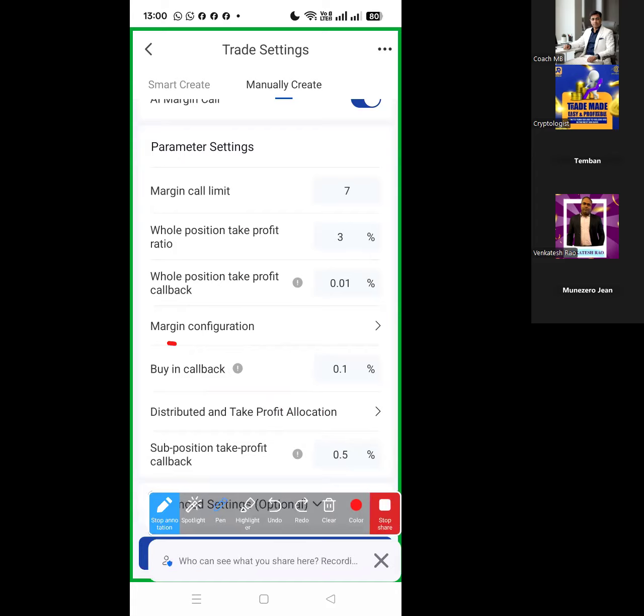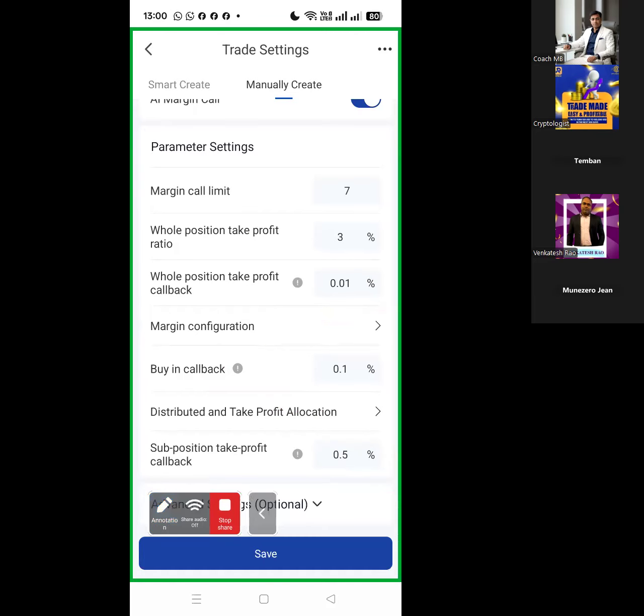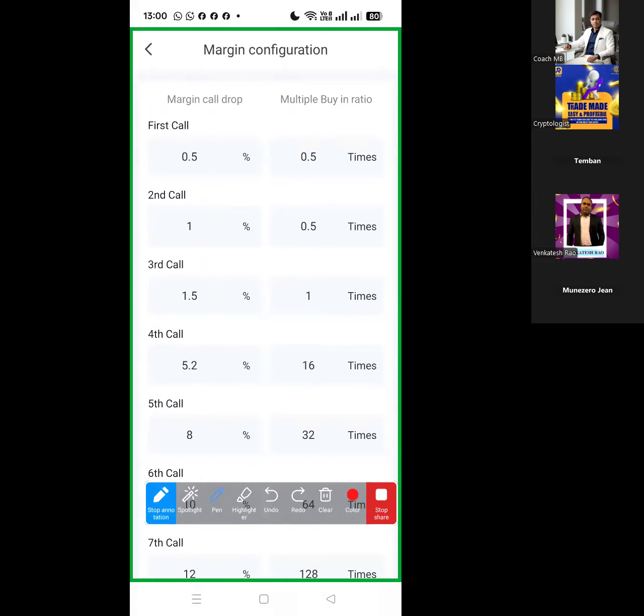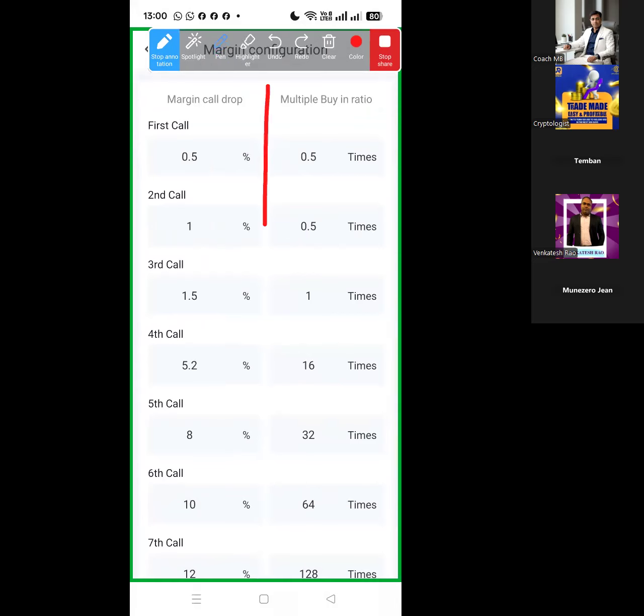And then we have this margin configuration. That is the heart of our strategy, because that is the page, when you open this page, that allows you to make a good strategy for capturing a good drop in the market. So when you open a trade, it doesn't always go up as you wanted it to go.